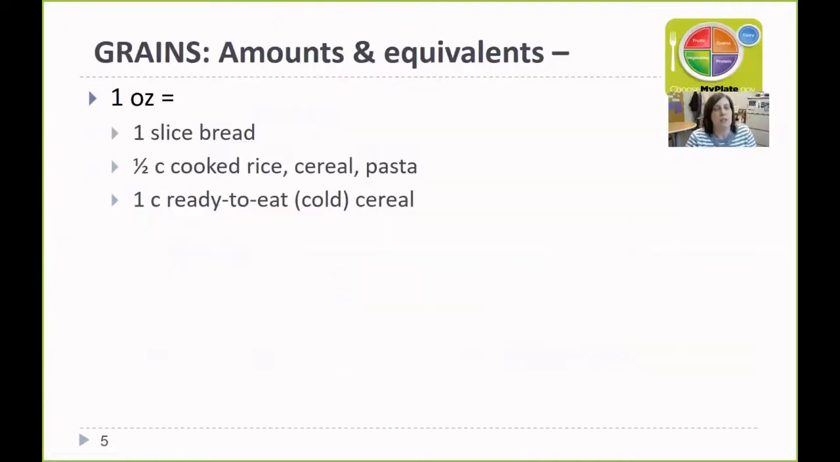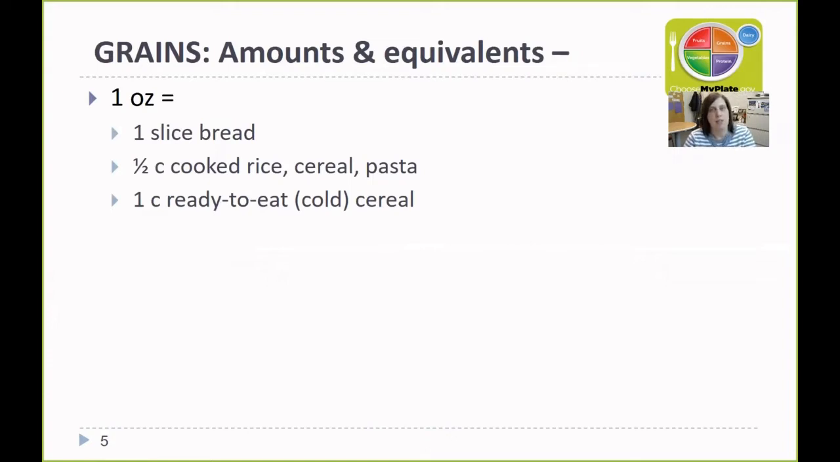So grains is the first one. Now this is measured in ounce equivalents. So you might have maybe 6 ounce, 8 ounce equivalents that's recommended for you. It's going to be different depending on your age, or again, your physical activity level, your gender, and your height and weight. But that profile that you set up in Super Tracker will really tell you how many equivalents you need in each of the food groups, including grains.